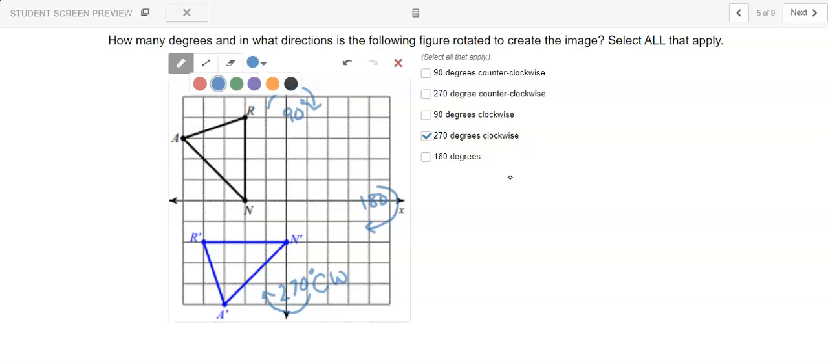But if I actually go the other direction, so if I went this way, 90 degrees, I'll end up in this quadrant. So it is also the same as going 90 degrees counterclockwise. Right? So you should have picked both 90 degrees counterclockwise and 270 degrees clockwise.